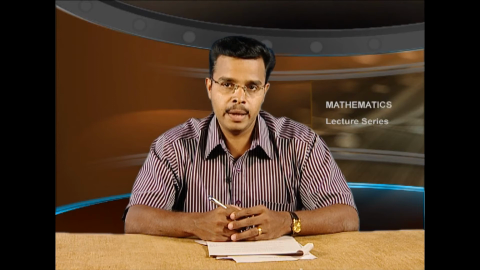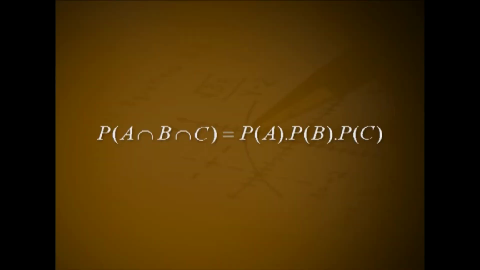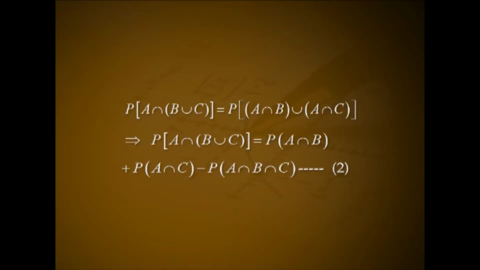To prove A, B and C are mutually independent, it is to show that P of A intersection B intersection C equal to P of A into P of B into P of C. Consider A and B union C. P of A intersection B union C equal to P of A intersection B union A intersection C. This implies P of A intersection B union C equal to P of A intersection B plus P of A intersection C minus P of A intersection B intersection C.